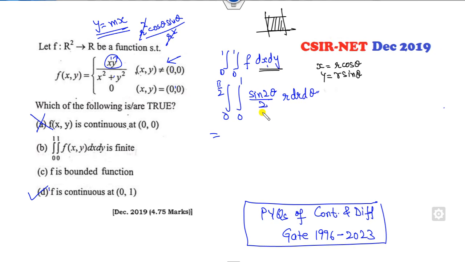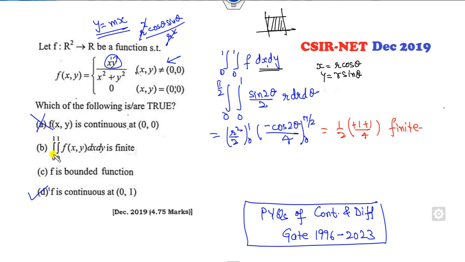So what is the limit? I can take r square by 2 from 0 to 1. Sine will be minus cos 2 theta divided by 4 from 0 to pi by 2. So it is 1 over 2, and it is definitely a finite number. It is 1 over 2, times minus minus plus 1 over 4, which is a finite number. So this is the correct option.